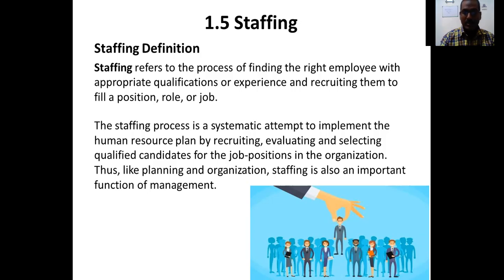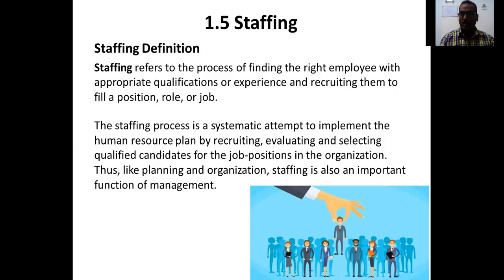So the staffing process is a systematic attempt to implement the human resource plan by recruiting, evaluating, and selecting qualified candidates for the job position in the organization. So staffing consists of several functions which include recruiting, evaluating the candidate and selecting the qualified candidate. Qualified, as I told you, means that they should have the right educational qualification, skills and knowledge, and experience if necessary. Thus, like planning and organizing, staffing is also an important function of management.